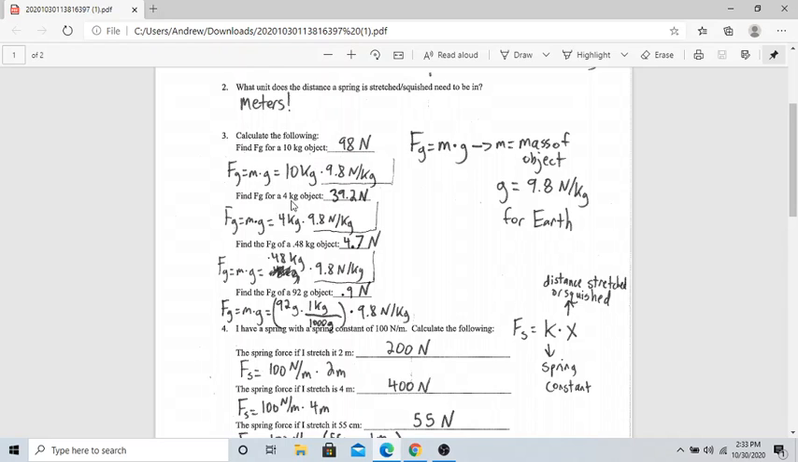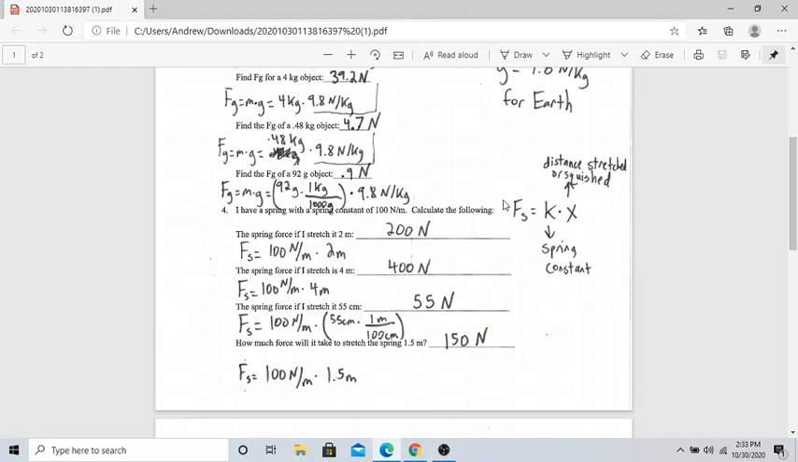In all these cases, the first one has a weight of 98 newtons. The 4 kilogram object, 39.2 newtons. The 0.48 kilogram object, 4.7 newtons. And for the 92 gram object, only 0.9 newtons. Again, in all these cases, we're using this brand new formula, Fg equals m times g. Remember, the mass is the mass of the object. And as long as I don't explicitly say otherwise, you can assume the little g is 9.8, which is the gravity field of the Earth.